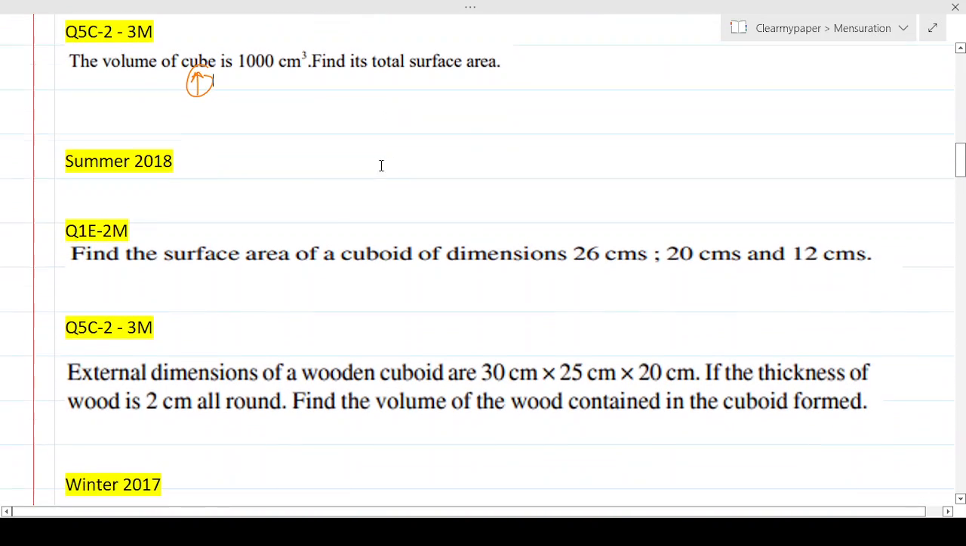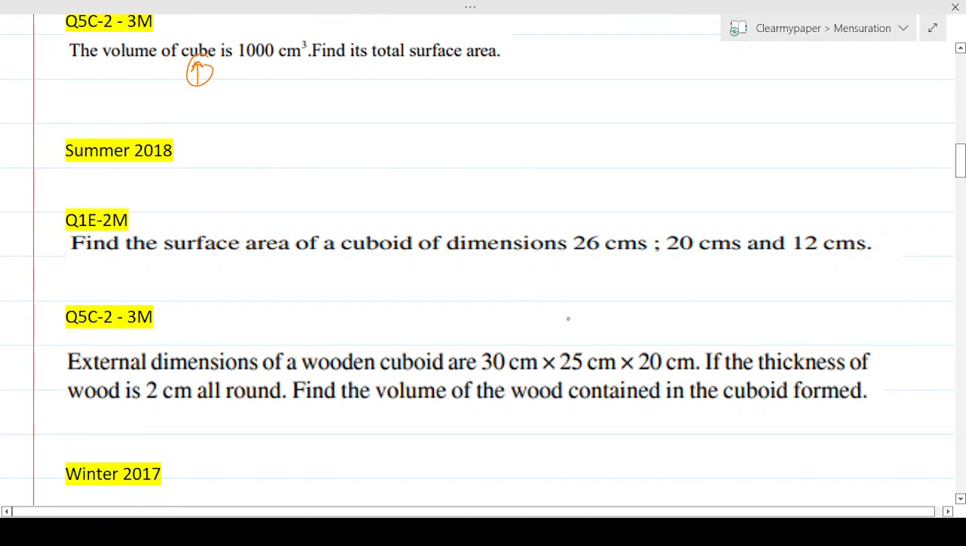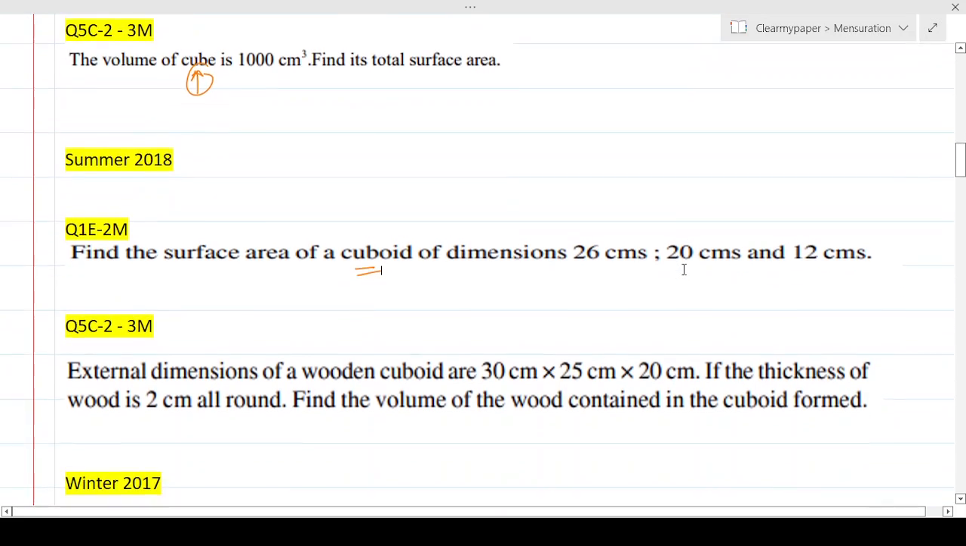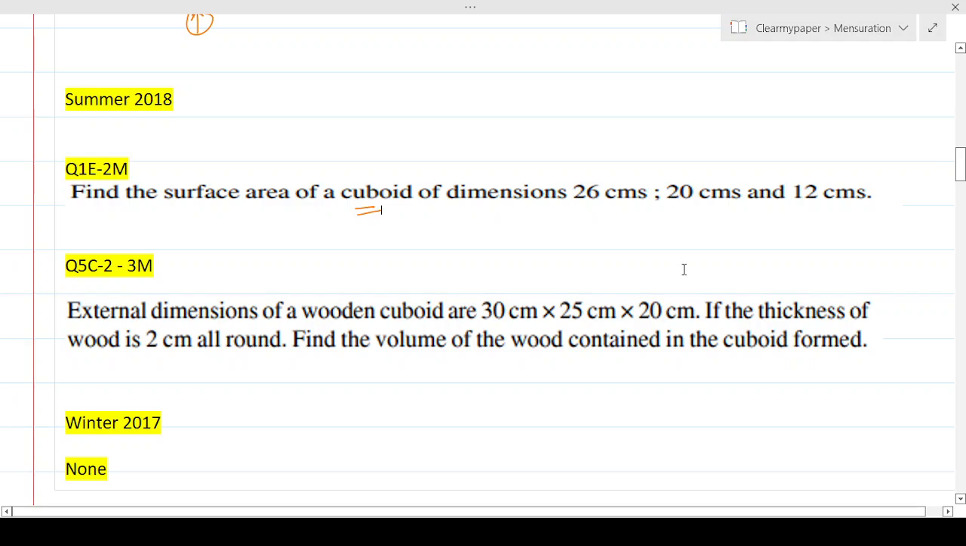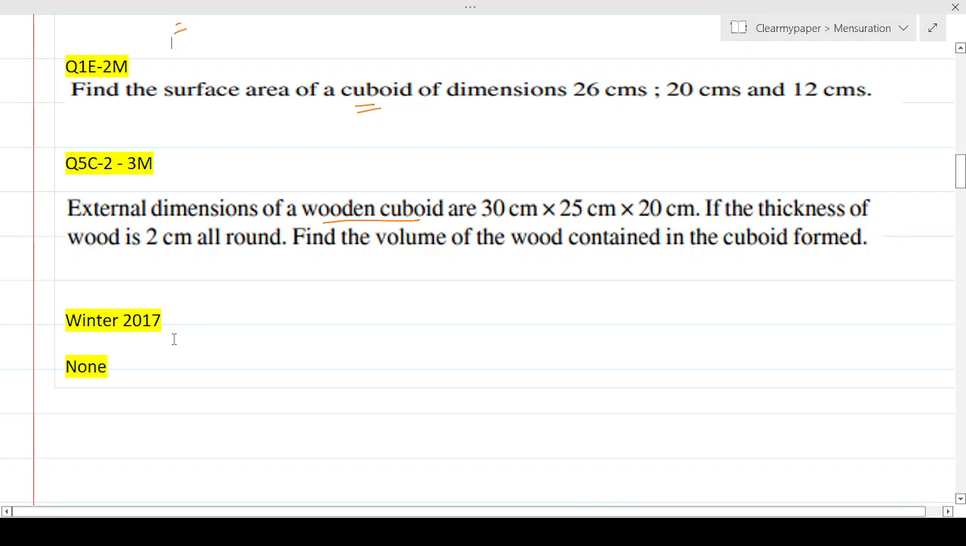And in the next, summer 2018, again it's a cuboid. So it looks like there is no repetition, no consistency of pattern, but cuboid is more frequent than the cube. Again in summer 2018, there's a problem in 5C, again a cuboid. That means we have 2 cuboids for summer 2018. And in winter 2017, there was none from the topic of cube or cuboid. We still had mensuration topics, but not from cube or cuboid.